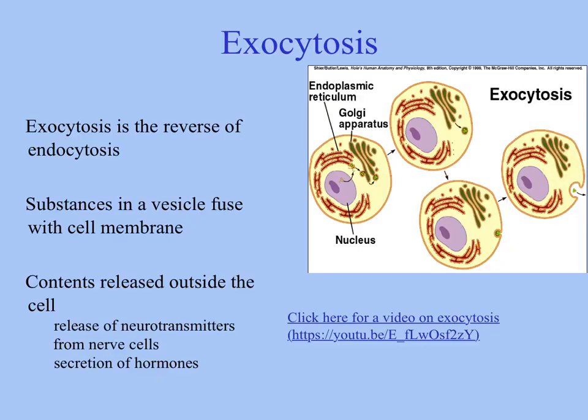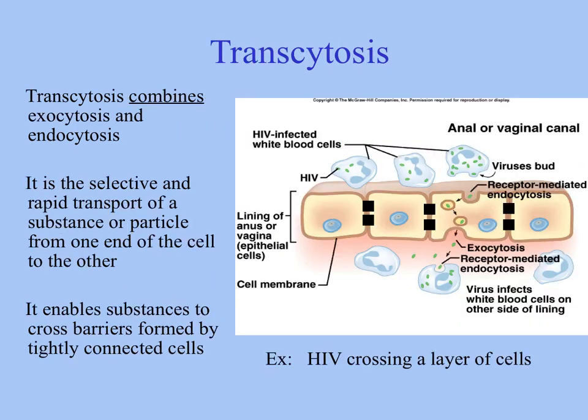The opposite of endocytosis is exocytosis. In other words, using the same mechanism where you take a vesicle and spit the contents of the vesicle outside the cell. That's what exocytosis is. Think of it as the excretory system of the cell, or a way that a cell is able to release hormones or neurotransmitters through this process of exocytosis. Now, if you combine endocytosis and exocytosis, you get this concept of transcytosis.